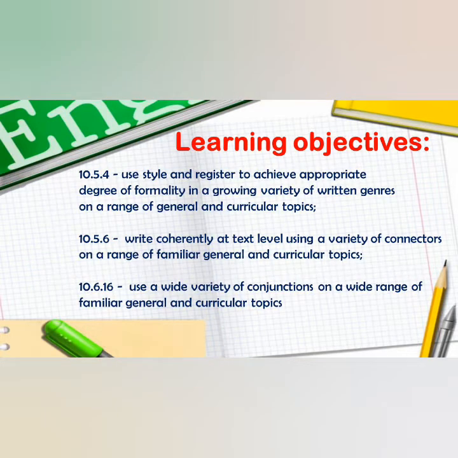Learning objectives of our lesson. Use style and register to achieve an appropriate degree of formality in a growing variety of written genres on a range of general and curricular topics. Write coherently at text level using a variety of connectors on a range of familiar general and curricular topics. Use a wide variety of conjunctions on a wide range of familiar general and curricular topics.